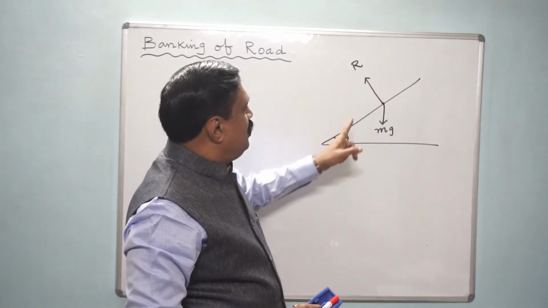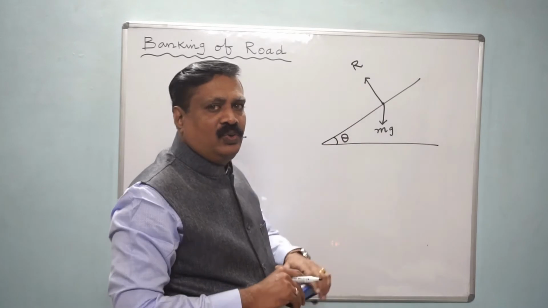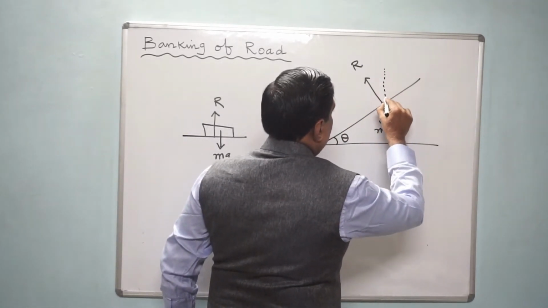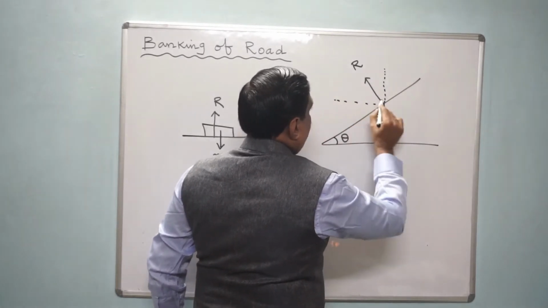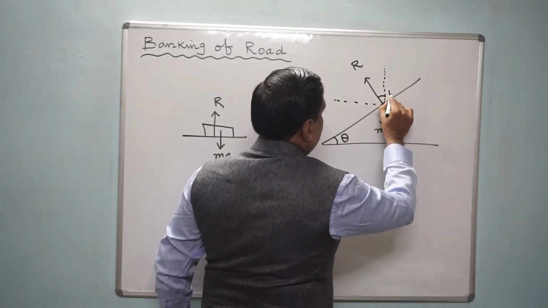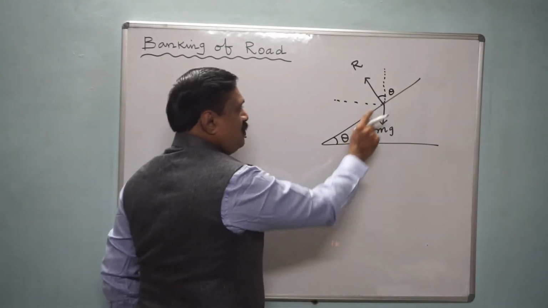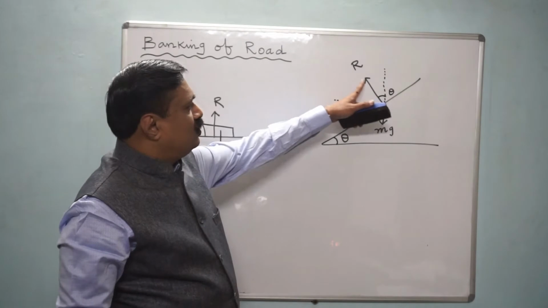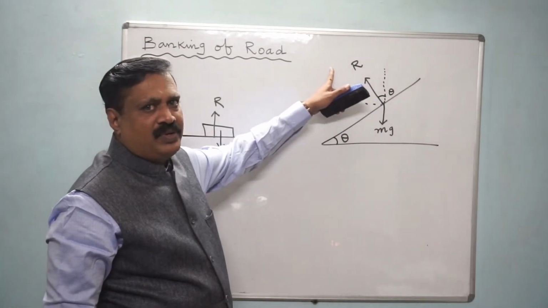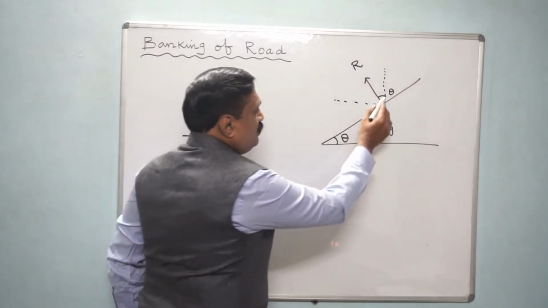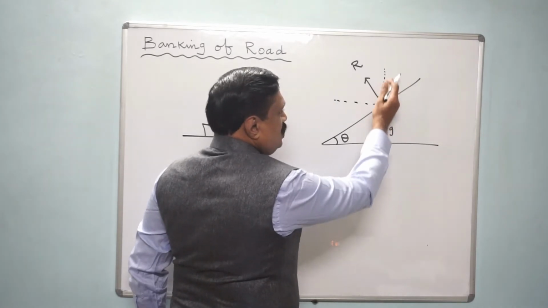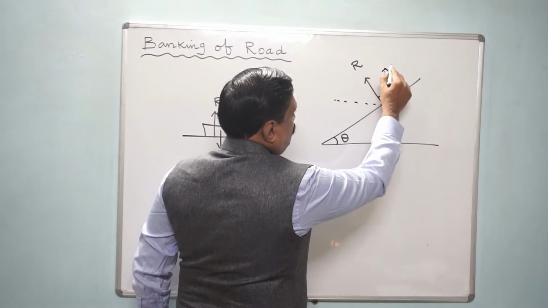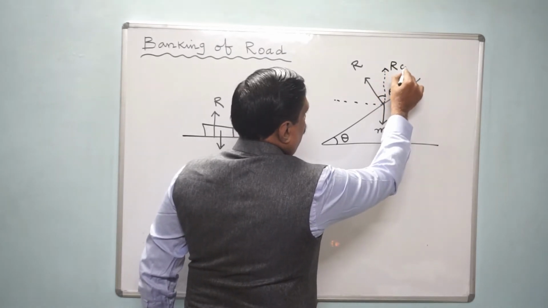Therefore here we have to resolve R into two components. According to mathematics, this is theta, and if this is theta, then this will also be theta. Now you can resolve the normal reaction R into two components. If this is theta, and this is the horizontal surface, then the horizontal component is R cos theta.